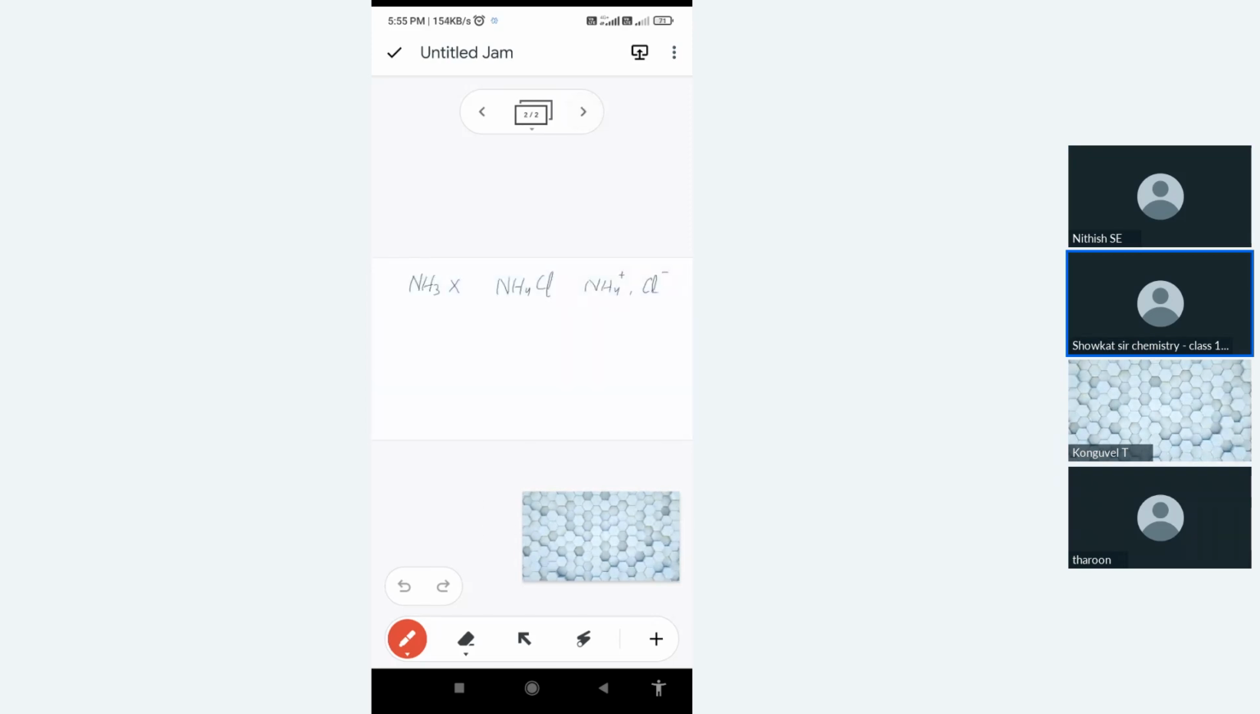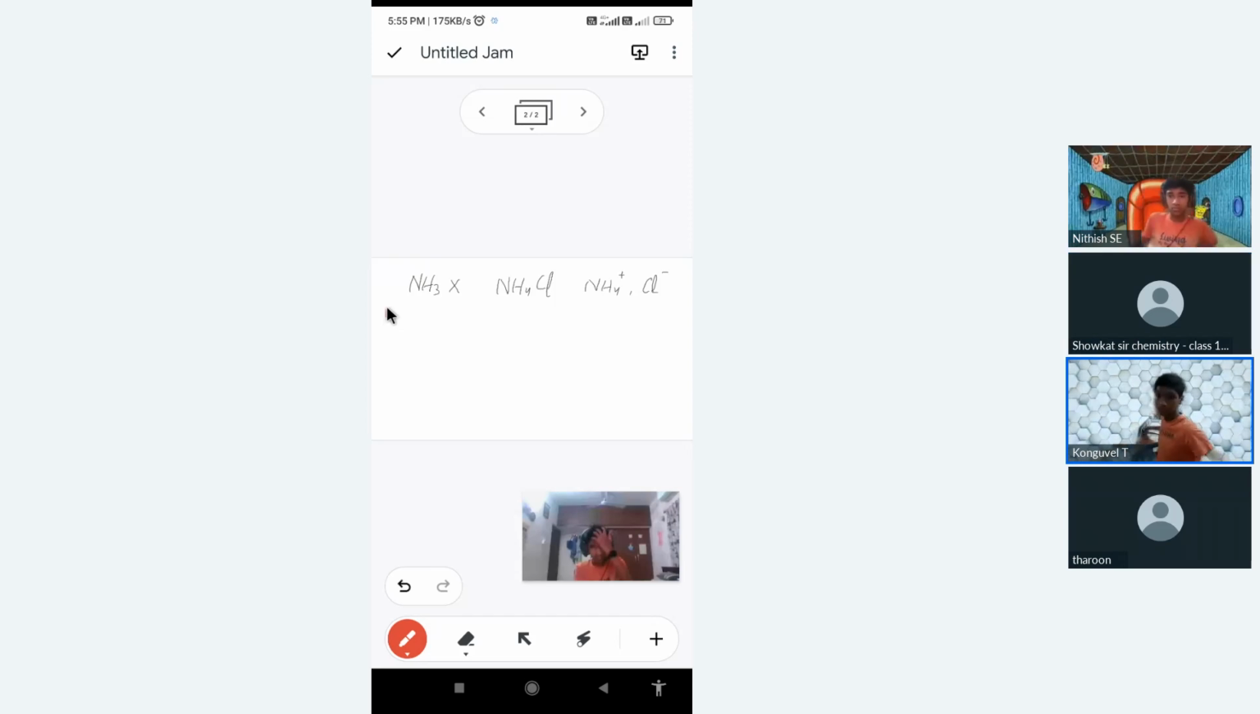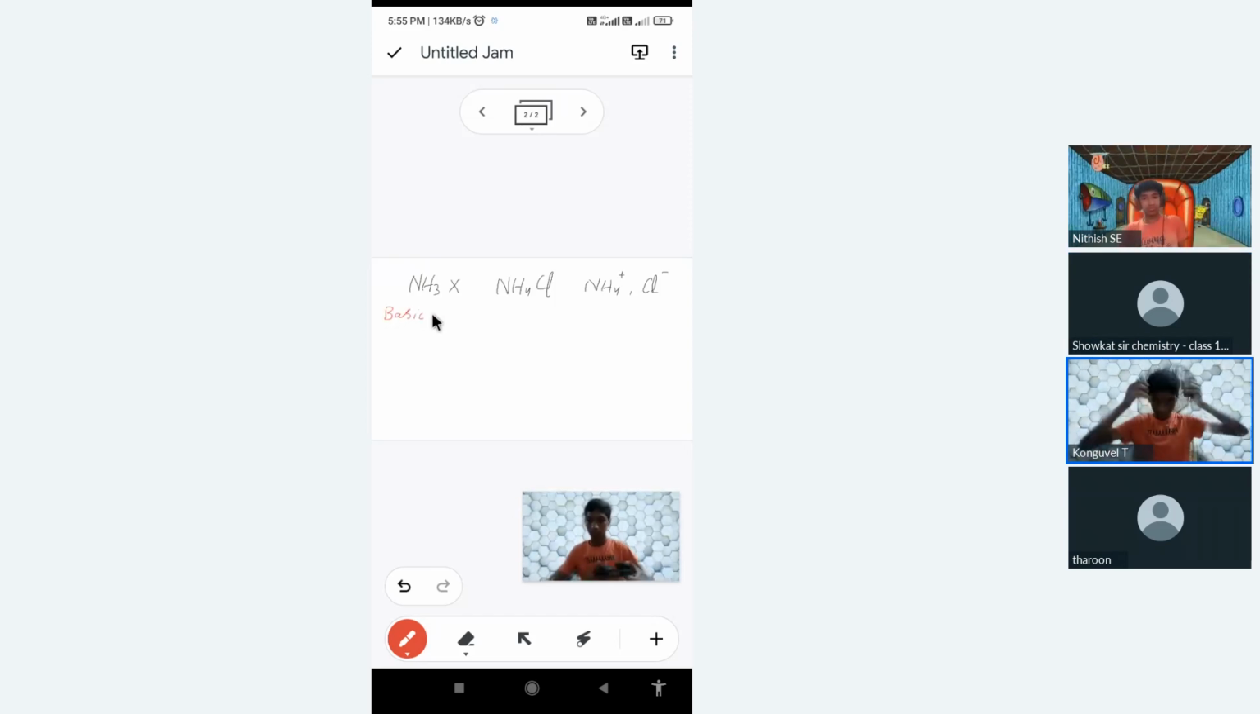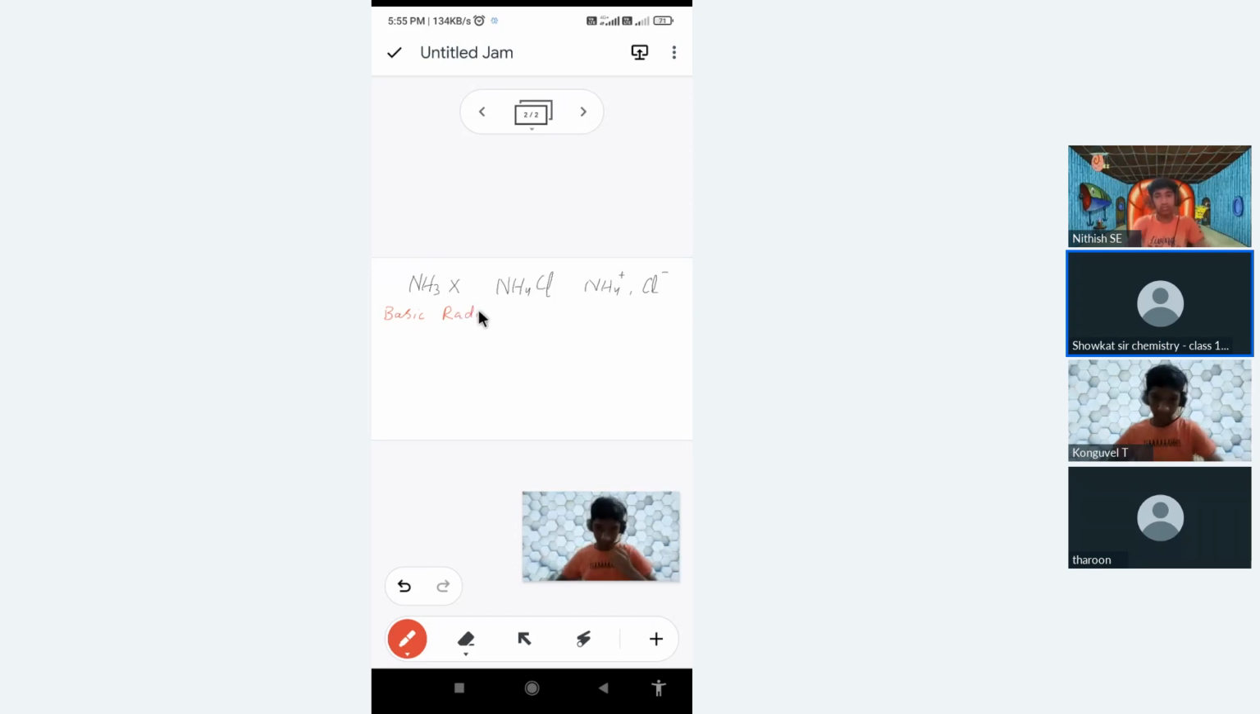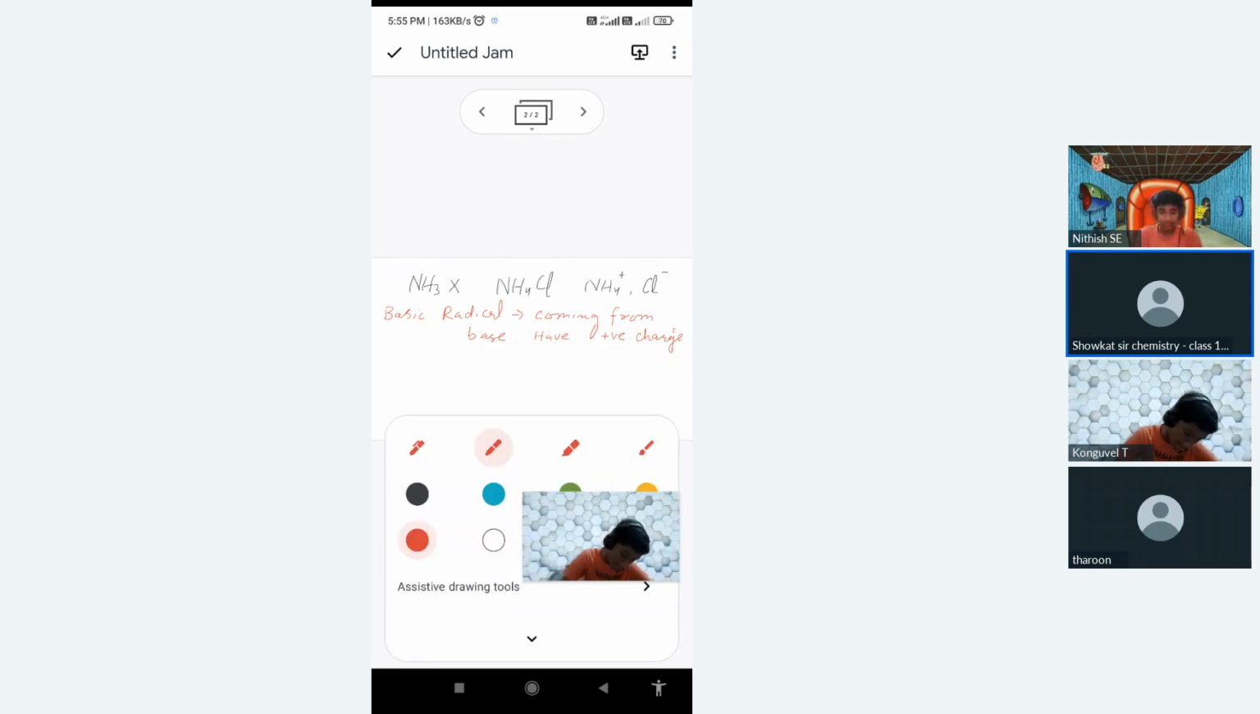Okay, so let's see now the basic radicals. Basic radicals will be those which are actually coming from the base, so that means they will be positively charged. Acidic radicals have negative charge, and these basic radicals definitely have the positive charge.